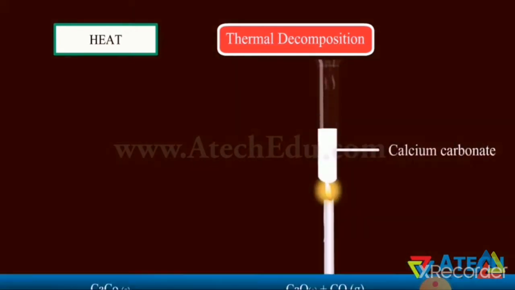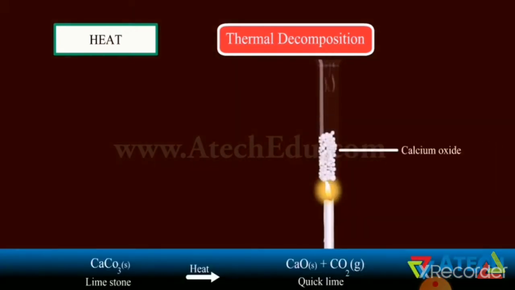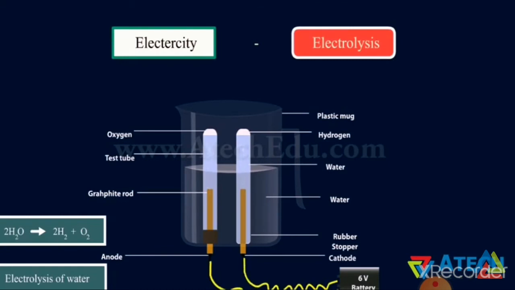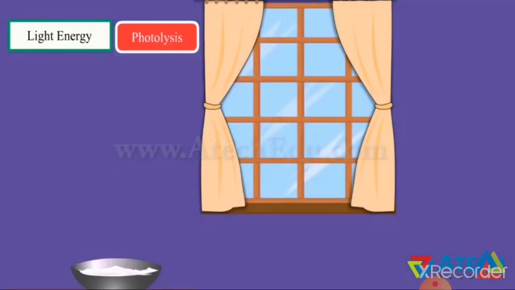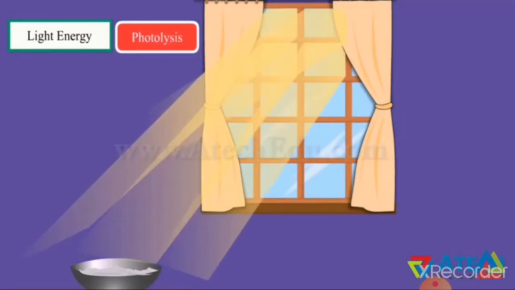Now another is, if the decomposition is done with the help of electricity, then it is called electrolysis or electrolytic decomposition. When the water is electrolyzed with the help of electricity, the water changes into hydrogen and oxygen.